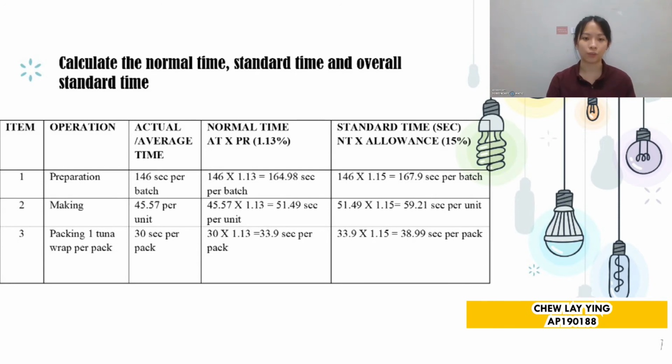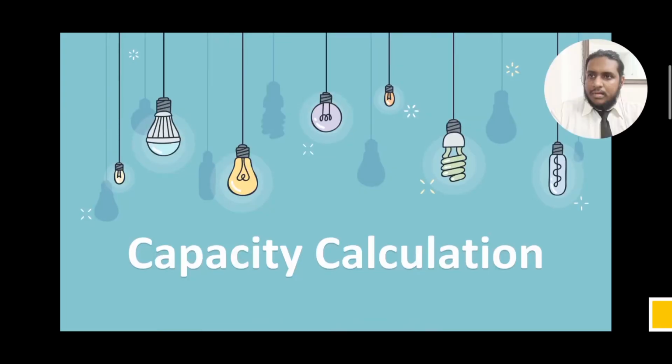167.9 seconds per batch. In the normal time of making, we get the total is 51.49 seconds per unit, and the standard time, we get the 59.21 seconds per unit. Normal time of baking 1 tuna wrap per bag, we get the 33.9 seconds per batch, and the standard time of baking 1 tuna wrap per bag, we get the 38.99 seconds per bag.